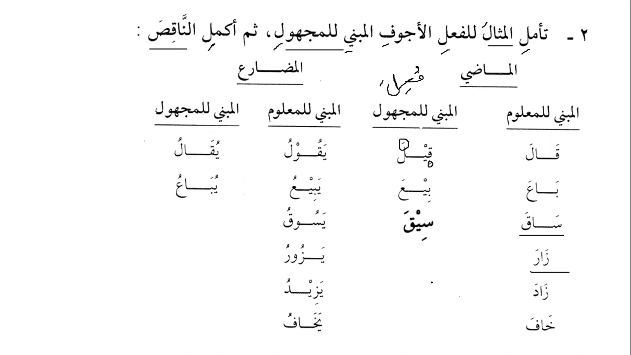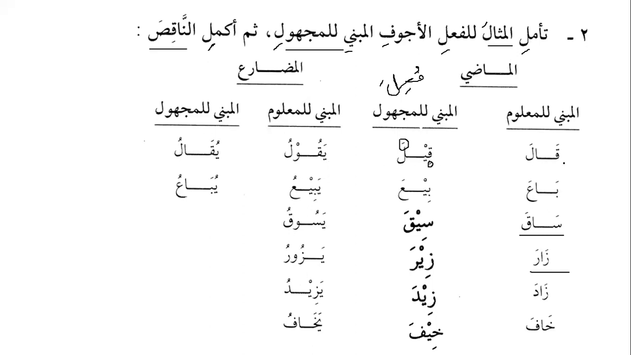Khifa. So from Saqa, we have Siqa. From Zara, we have Zira. From Zada, we have Zida. And from Khafa, we have Khifa. Khafa, he feared, and Khifa, it was feared. All right. Then, for the active, al-mabni lil-ma'lum, now we have the passive for the verbs that are active.